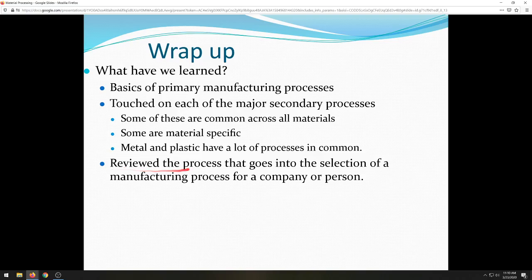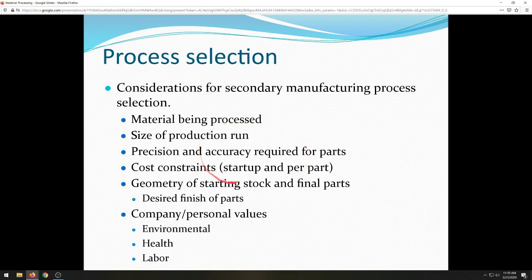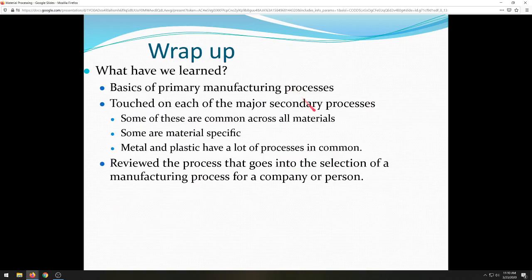And then we reviewed the process that goes into the selection of these manufacturing processes. Again, cost is a huge factor. This slide is going to come in handy in the future. So it is really important to think through each product that you look at over the next few weeks and say, hey, what makes sense for this?